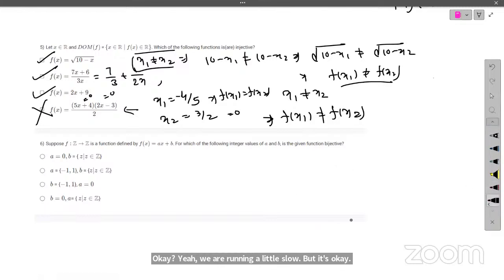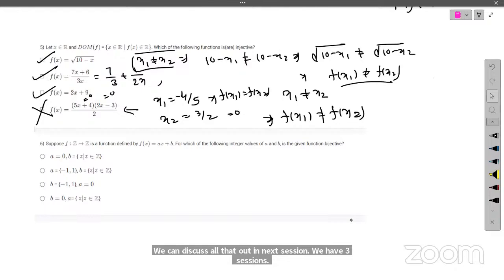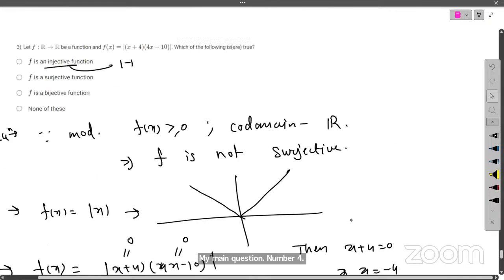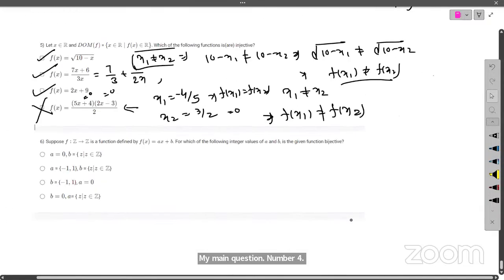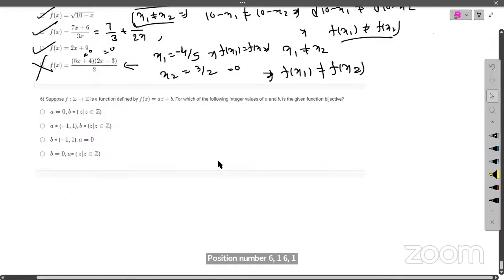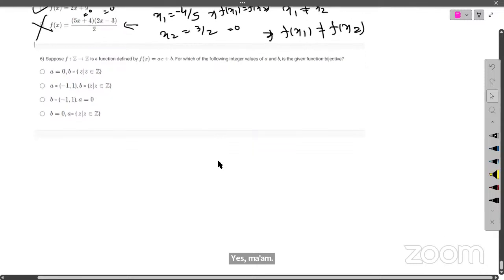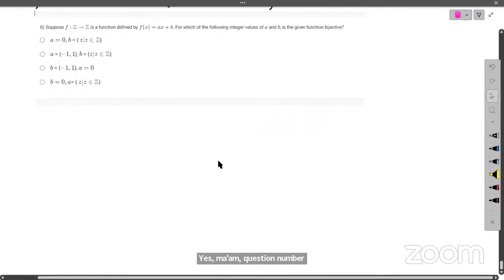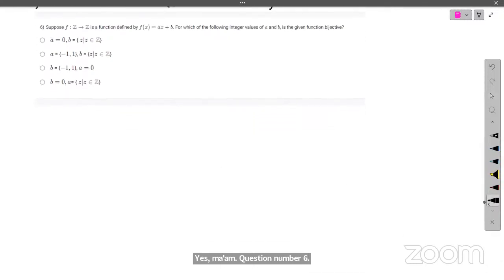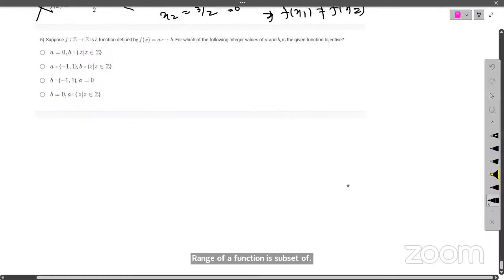Ma'am, in question number 4. Yes, ma'am. Okay. Question number 6, once explain the last one. Yeah, I'll explain question number 6 and then go to question number 4. Ma'am, as you said, the range of a function is a subset of the codomain, right? But in question number 4, it is not accepted as the answer. That should not happen. It's a wrong option.